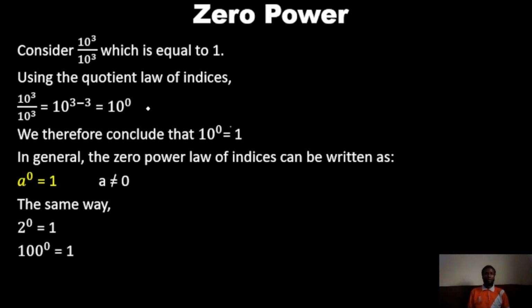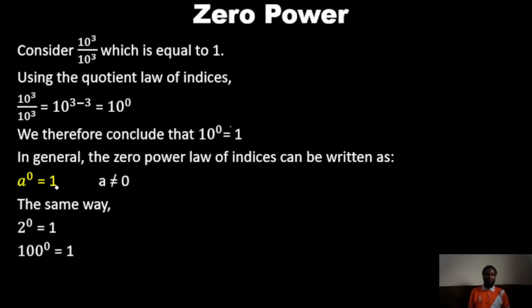which equals 10 raised power of 0. In that case, 10 raised power of 3 divided by 10 raised power of 3 equals 1, and also equals 10 raised power of 0. Therefore, we can say that 10 raised power of 0 equals 1. So generally, any base raised power of 0 is always equal to 1.